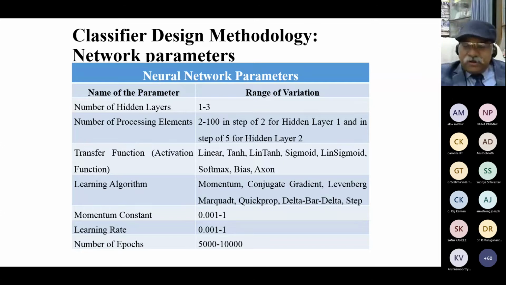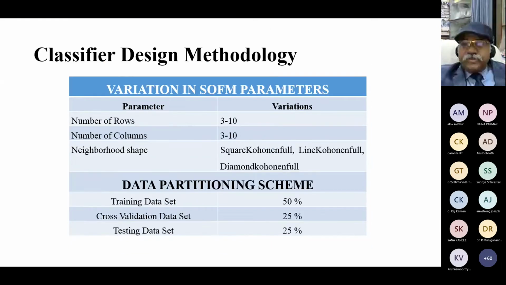And now there are so many other learning algorithms which have come up. Or you can have your own learning algorithm. Then the momentum constant you are changing, the learning rate you are changing from 0.001 to 1, the number of epochs you are changing, training epochs 5,000, 10,000, like that. So you can have very different variables involved while designing any system and coming to a conclusion. That is the purpose of showing all of you.